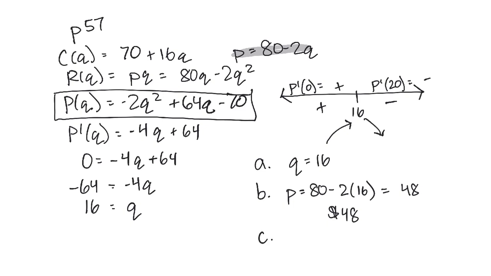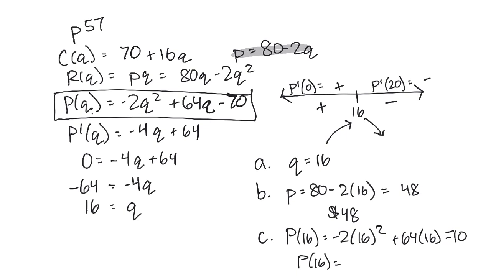And then part C says find the maximum profit. So that would be this P of Q function. So big P of 16 equals negative 2 times 16 squared plus 64 times 16 minus 70. I can't read my own writing there. If we plug that in, minus 70. Okay, so the profit would be $442.